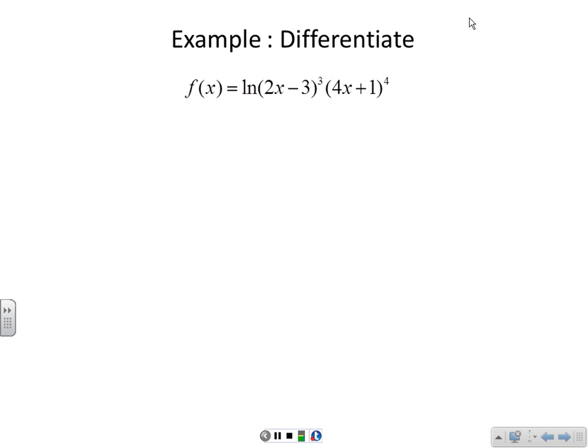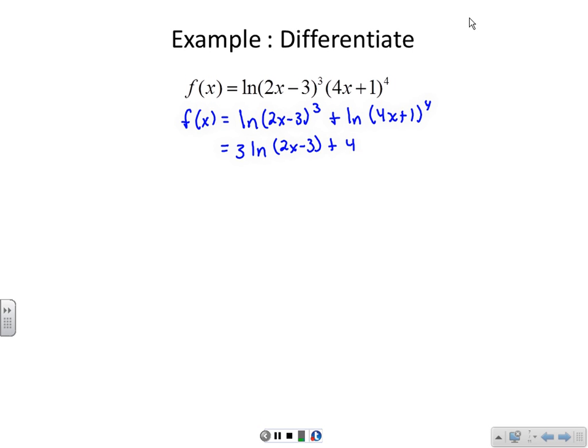So the first thing I'm going to do, I think, is I'm going to fix this. And so I'm going to do the natural log of (2x-3)^3 plus the natural log of (4x+1)^4. And then I'm going to use that power rule, so I'm going to have 3 ln(2x-3) plus 4 times ln(4x+1). And so now I'm ready to do the derivative.